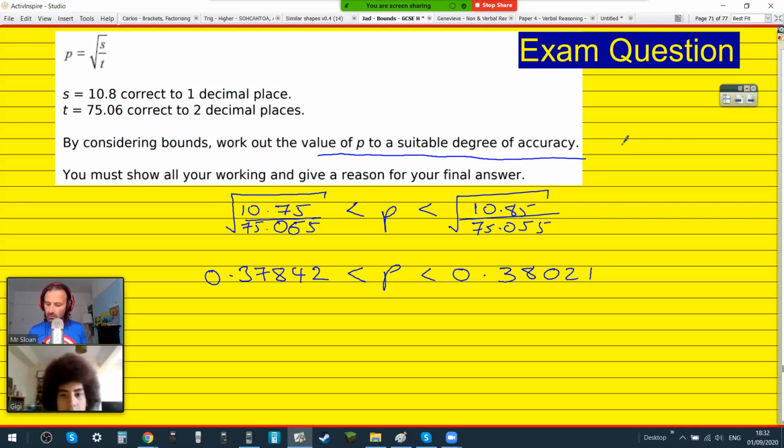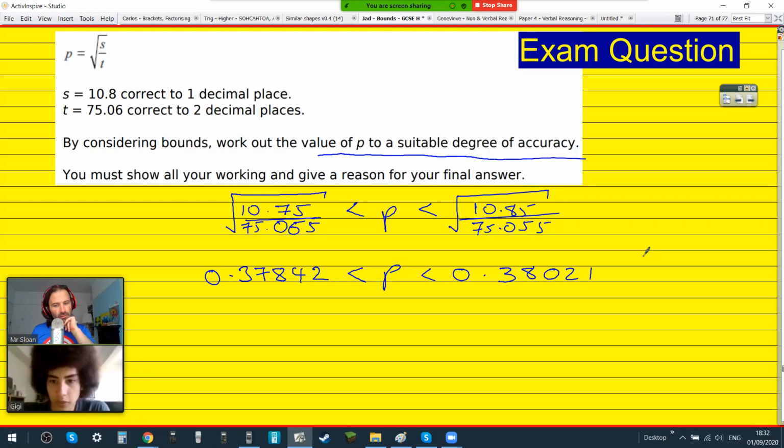Value of P to a suitable degree of accuracy. So what do I have to do from here? You have to round these two to something like 3 significant figures, 3 decimal places, something like that, where both answers are the same. So to 5 decimal places, they're not both the same. So then you would try 4 decimal places, that type of thing.